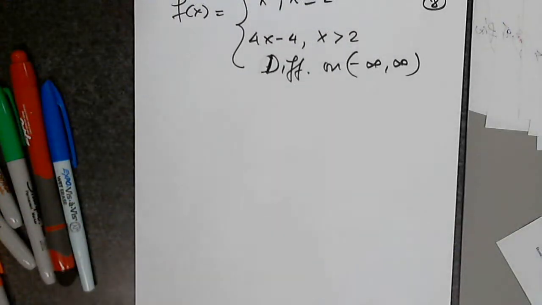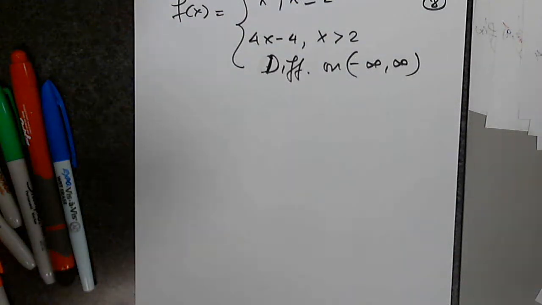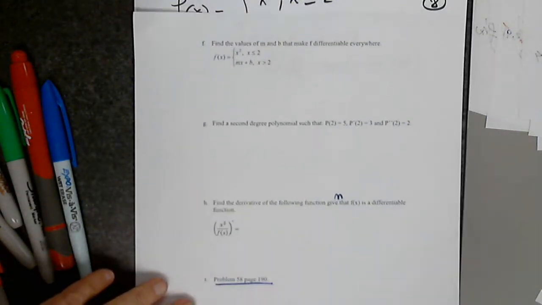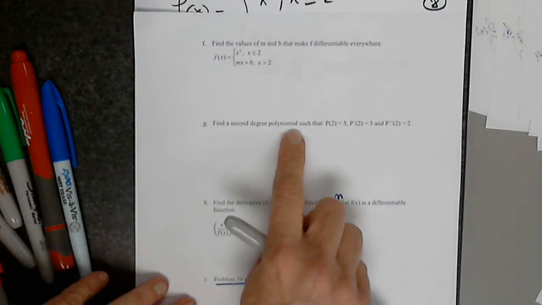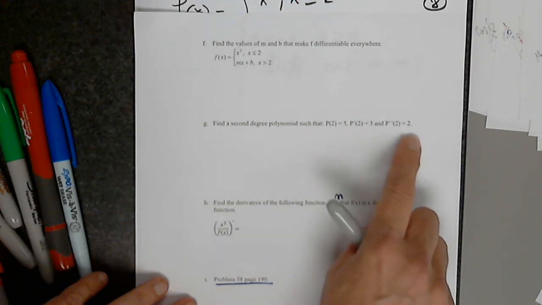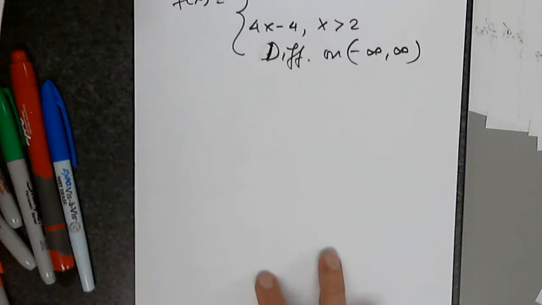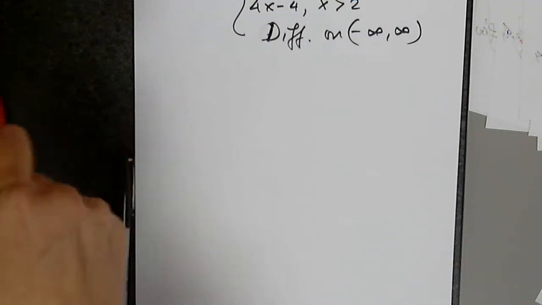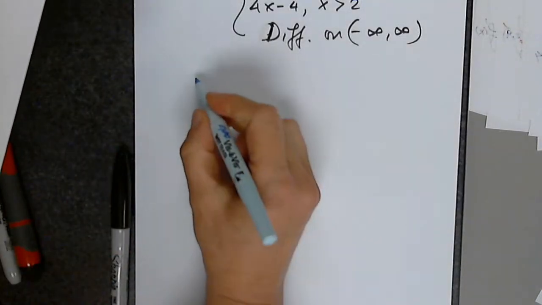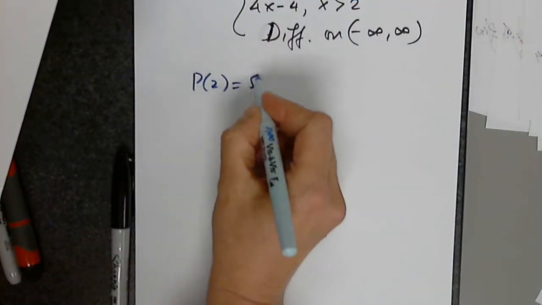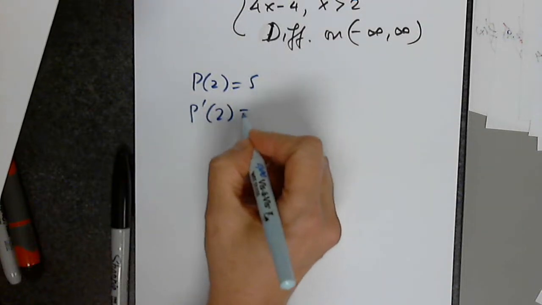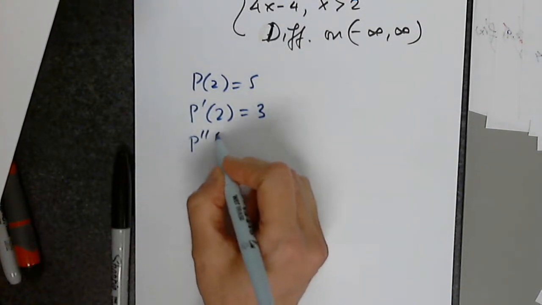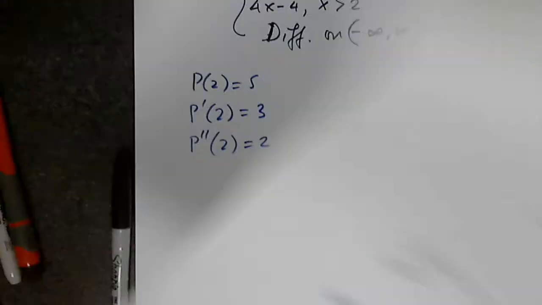If you understood it, you will have no difficulties remembering it. So please practice it. Okay, I'm back. Here's the next problem. Find a second-degree polynomial such that, and so on. So I'm copying the information I have. I have that p of 2 is 5, and p prime of 2 is 3, and p double prime of 2 is 2.